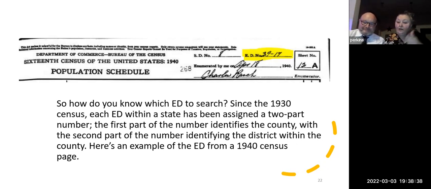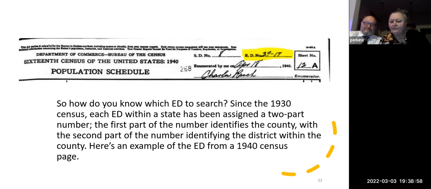And so it would go from 1 to 150. I remember California, so I should use that. California went, in 1930, from number 1 to number 54. There were 54 counties in California. So the first 2 numbers on the left are the county number.